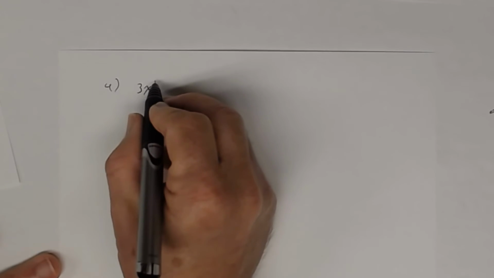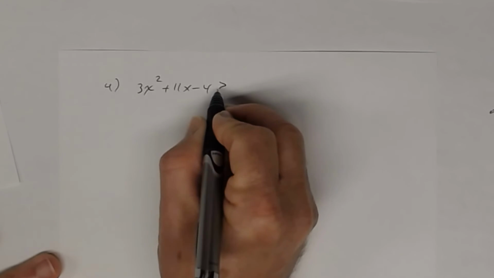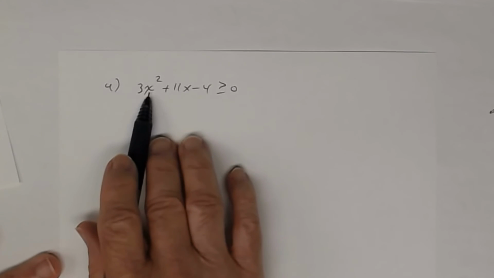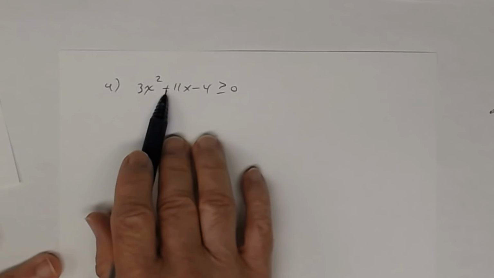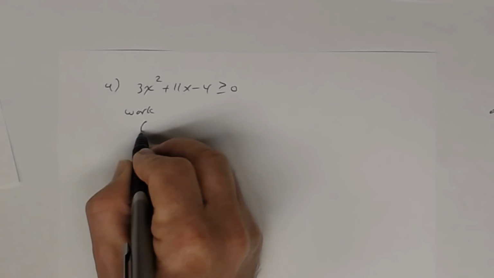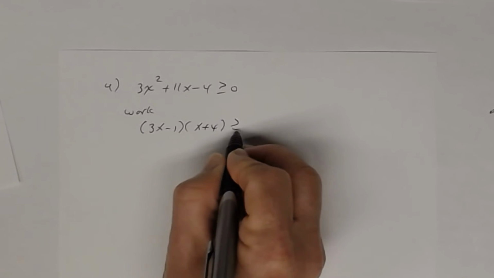So the next one is 3x squared plus 11x minus 4 is greater than or equal to 0. So we're going to have 0 on this side. So we've got to factor this quadratic polynomial. So let's go and do this. So there's the work. When I factor this, I'm going to get (3x minus 1) times (x plus 4) is greater than or equal to 0.